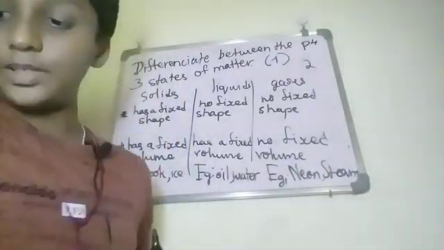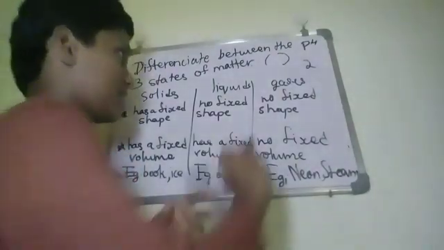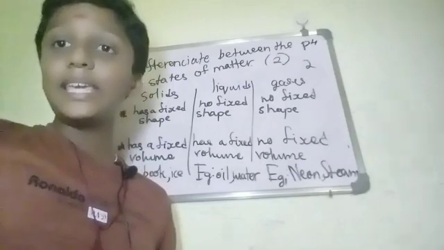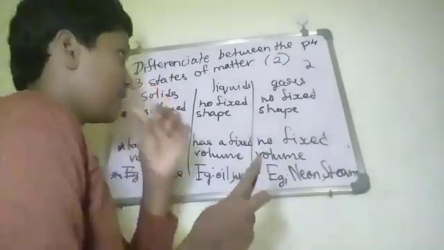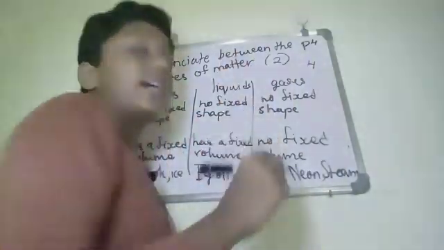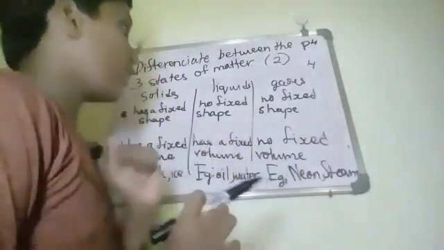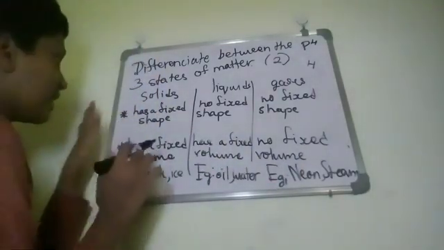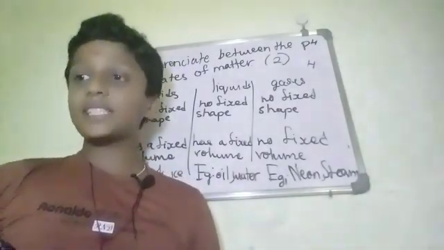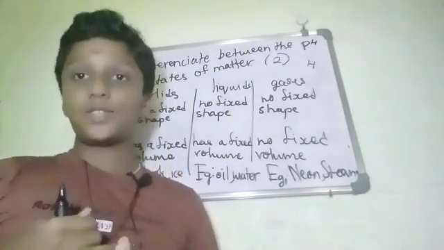And what if it is for 2 marks? Along with the examples, here you need to write how many points? You need to write 4 points. So what can you add? Here we already have fixed shape and fixed volume. And next we can speak about the intermolecular space and the intermolecular force of attraction.